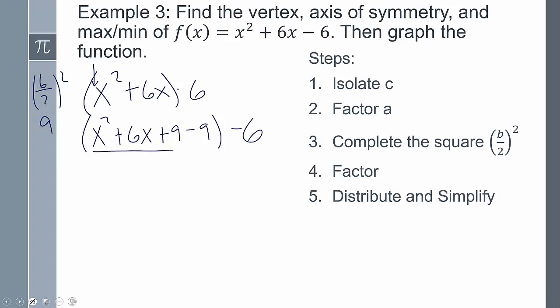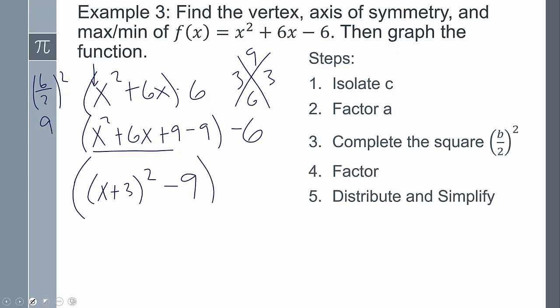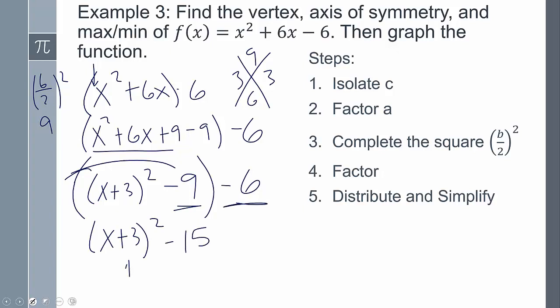This will always factor. So a times c is 9. Factors of that add to 6 are 3 and 3. So that'll become x plus 3 squared, and I still have that minus 9 and then minus 6. That 1 distributes, so negative 9 and negative 6 give me minus 15. So now there's my h and there's my k, and I can graph this function much easier.